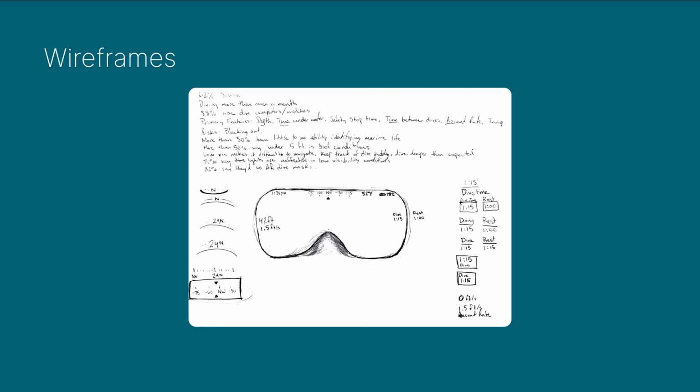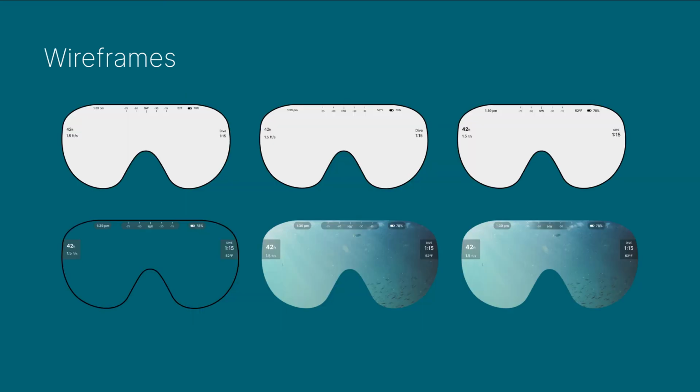I started my wireframing process by writing down all of my research findings and then starting to sketch out what I think should be the layout for the screen. I then moved to Figma, going from low to high fidelity wireframes. And I learned how difficult it was to keep this design as minimal as possible so that I didn't obstruct the view of the user.